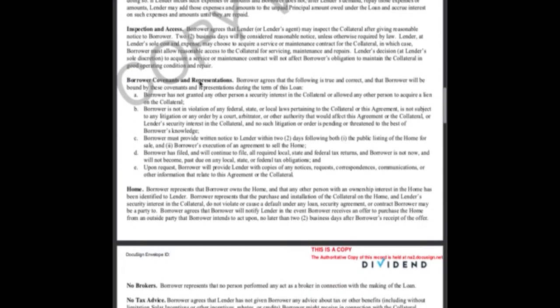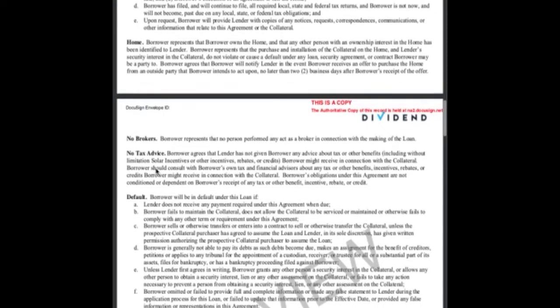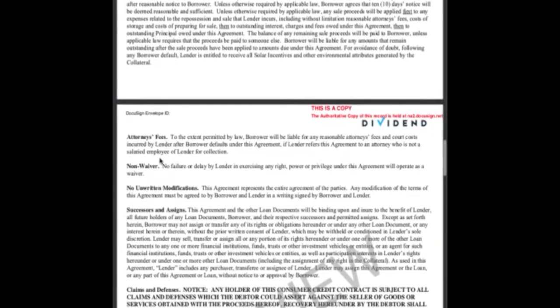Now, the borrower covenants and representation talks about just making sure that you acknowledge that we've gone through this with you. We are not brokers, and we did not give you tax advice. We just told you kind of how the tax credits work, but we didn't give you tax advice in your specific situation. And if it does go into default and you don't pay the loan, then you're looking for it to go into repossession, along with the attorney's fees and all that other good stuff. So try to avoid that.